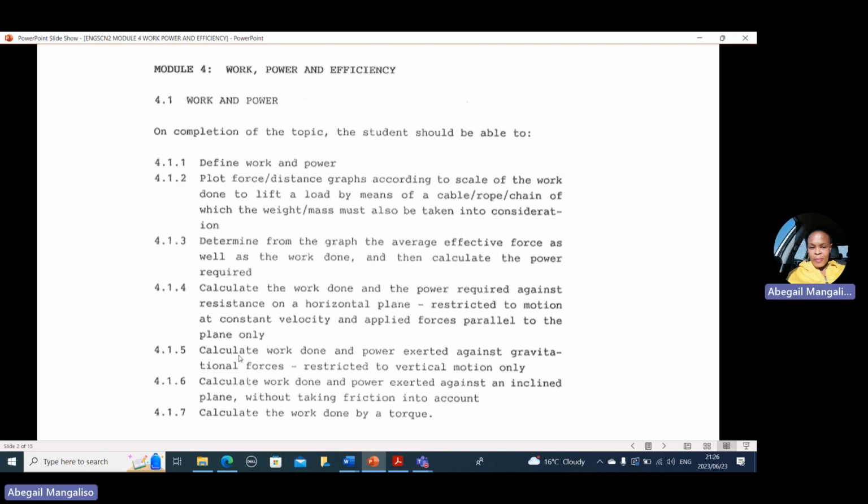Number 5, you must be able to calculate work done and power exerted against gravity, restricted to vertical motion only. Calculate work done and power exerted against an inclined plane or against slope without taking friction into account. So the problems or the calculation will be based on frictionless surfaces. Last one, must be able to calculate the work done by torque.